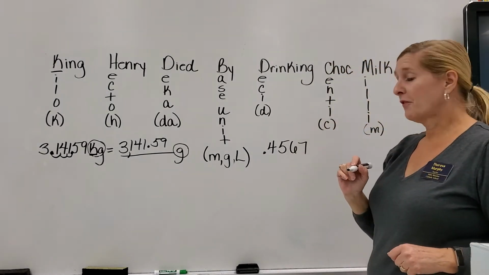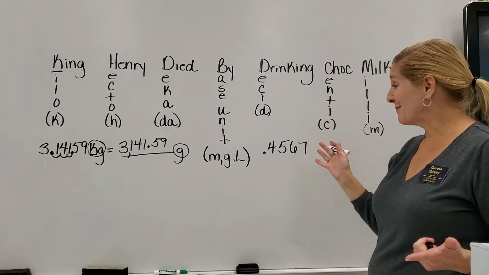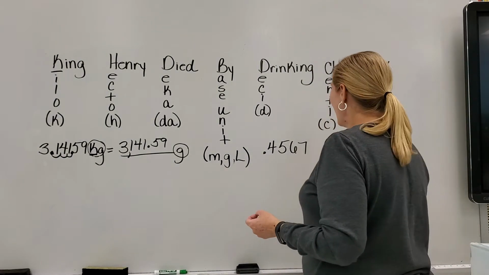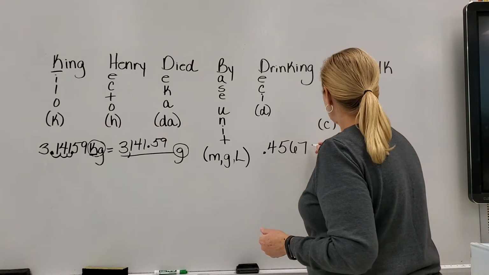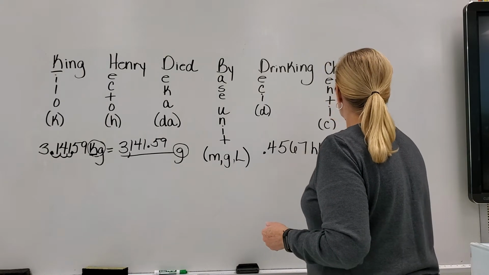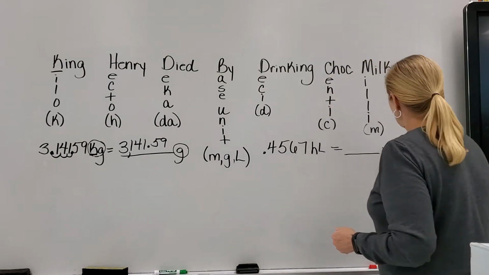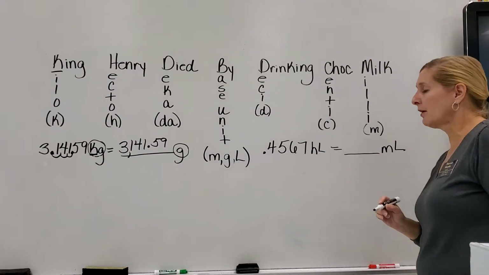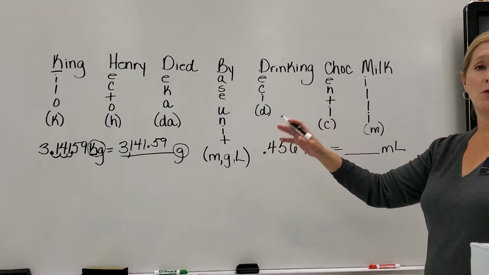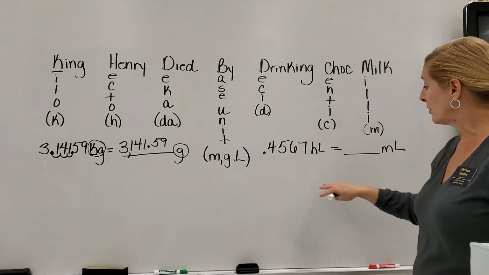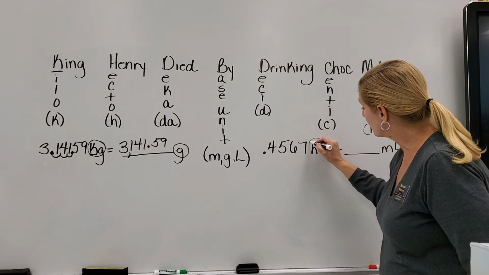Let's do 0.4567. Totally lacking imagination here, picking up numbers. And this time, let's go from hectoliters to milliliters. Okay? Hectoliters to milliliters. So, same thing as before. Always look at the unit you're beginning with. This is where we're beginning. Let's look at that unit.